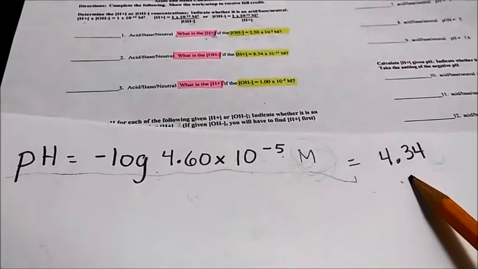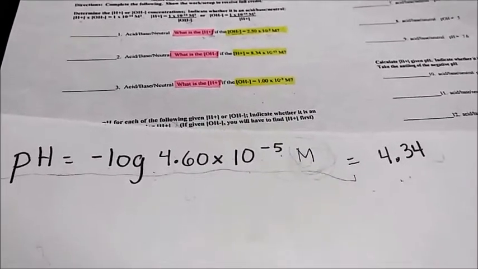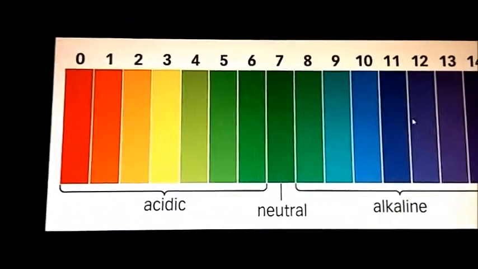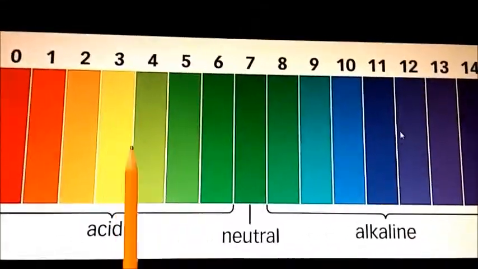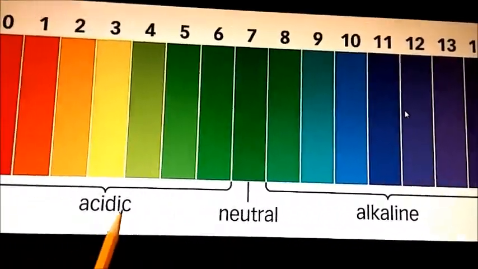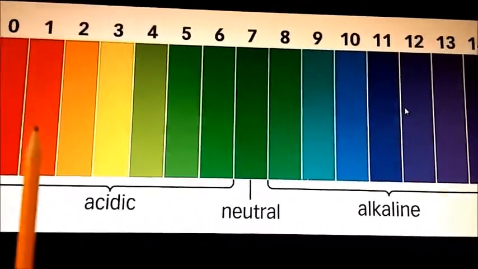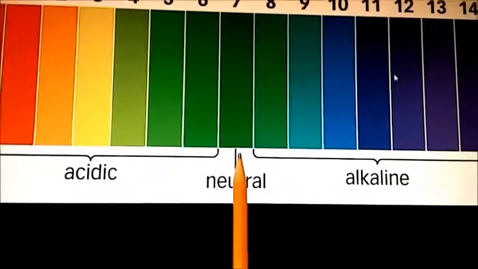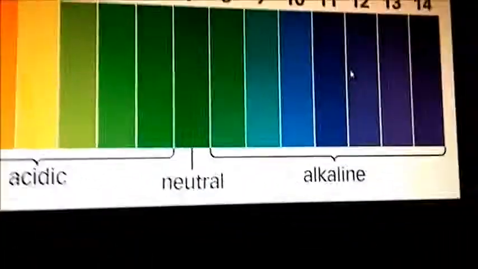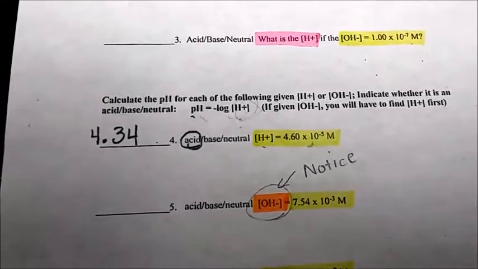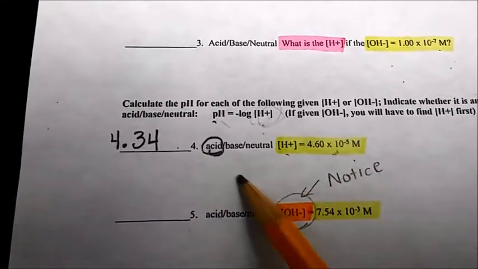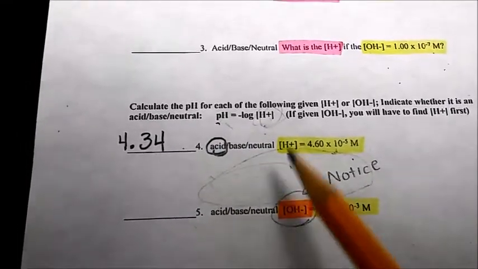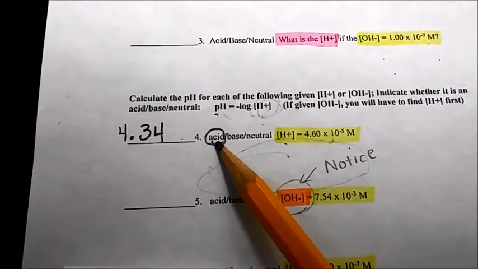And then they're asking you, is it acid, base, or neutral? All right, so let's take a look at the pH scale, which looks like this. And remember that our pH is 4.34, which is approximately right here. So therefore it's going to be acidic. Anything below 7 is an acid. Anything above 7 is a base. Alkaline is the same as base. And anything that's exactly 7 is going to be neutral. And that's how you would write your answer. And don't forget that you would include your work right here. And then circle the fact that it's an acid.